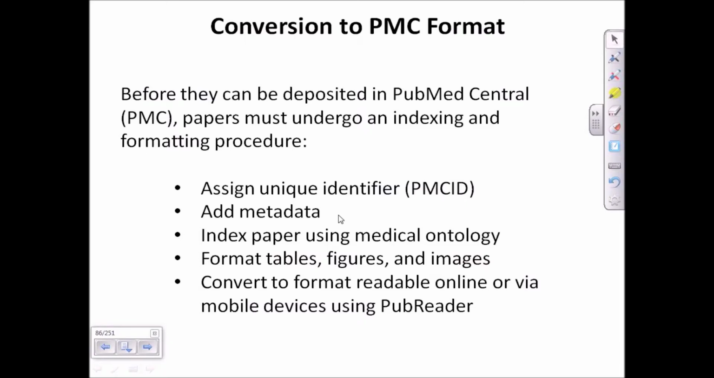They also have to format the tables, the figures, and the images into an electronic version that can be read on the internet. And they have to convert the paper into a readable format for XML, for internet, but also using mobile devices. So they have a system called PubReader, which allows people to read these papers on their tablet, like an iPad, or even on their cell phone.